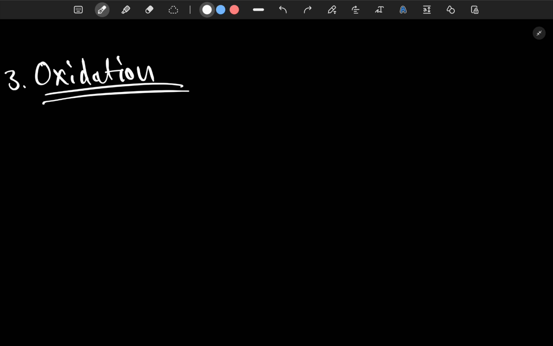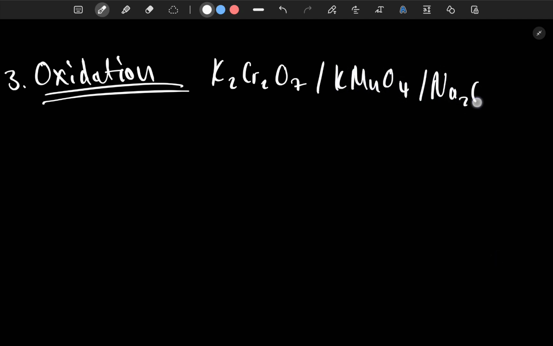Now my question is, can you oxidize a ketone? No! You can only oxidize a secondary alcohol to a ketone and it stops there. But if we are not using Swern or PCC, we can actually oxidize an aldehyde. So for oxidation, it is only the aldehydes that are oxidized. We oxidize them using the big guys, K2Cr2O7, KMnO4, or Na2Cr2O7. These are the ones that can oxidize an aldehyde to a carboxylic acid.